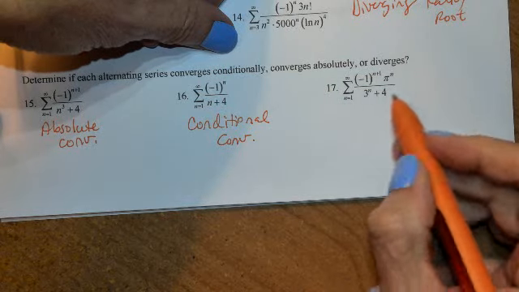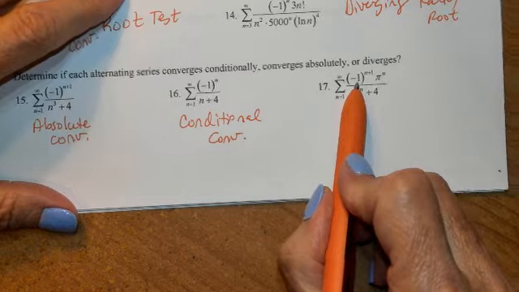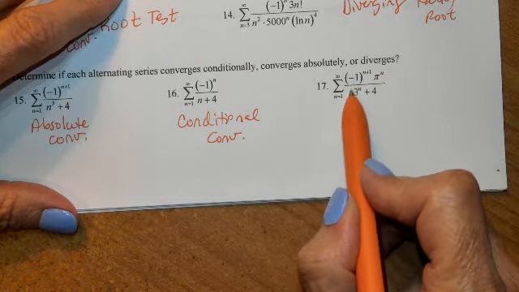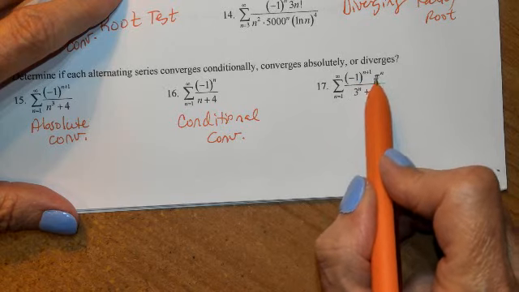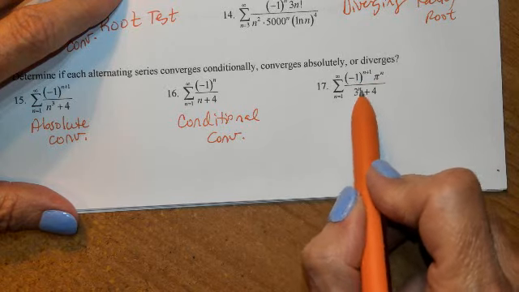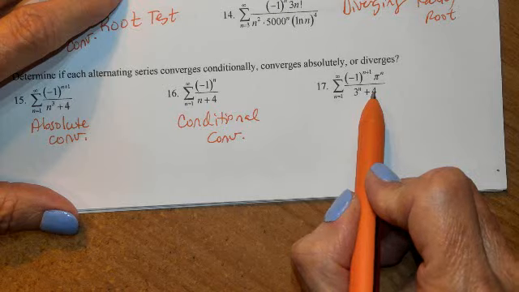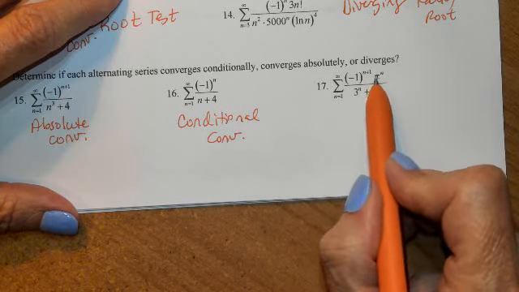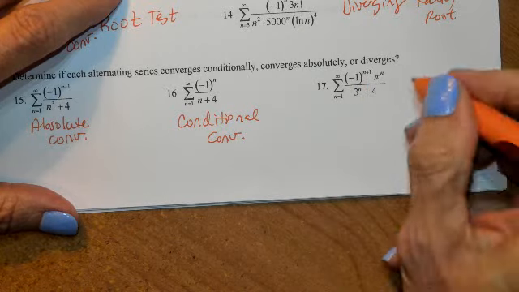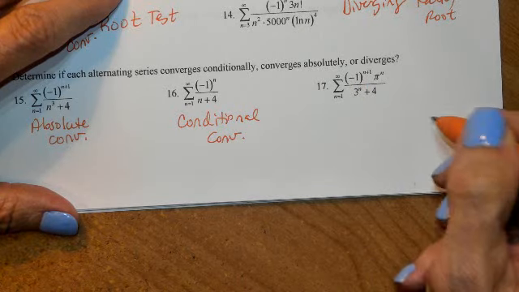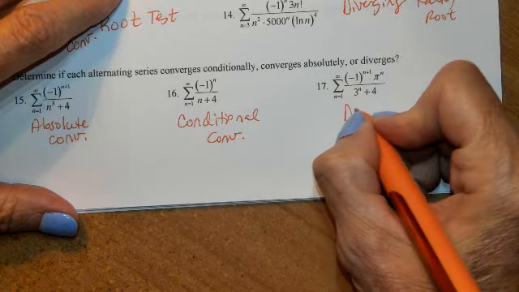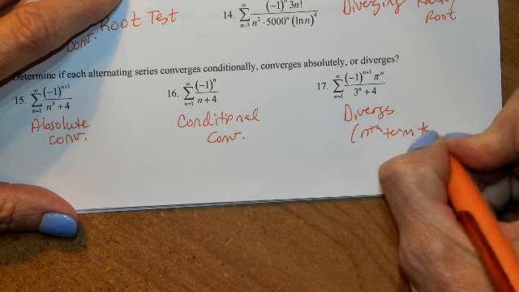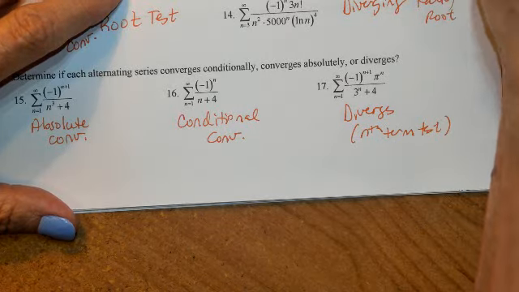What about this one? It is alternating in sign. Is it decreasing in magnitude to 0? Is the limit 0? I see something with n, so I have to be careful up here. Pi to the n over 3 to the n. The plus 4 won't matter as n goes to infinity. The limit as n goes to infinity of this, pi is bigger than 3. So this is not 0. This diverges by nth term test. Okay.